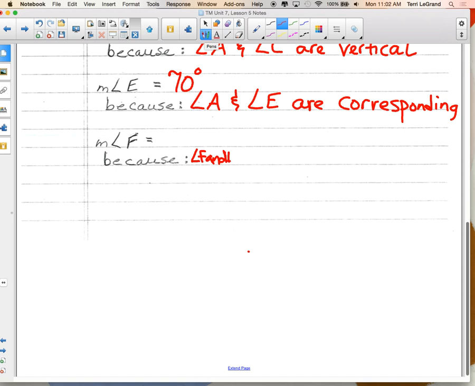And by the way, do you notice that every time I name an angle, it's with a capital letter? Because we reserve small letters for naming the lines, okay? Remember how I named the transversal small t? So, capital letters identify the angles.